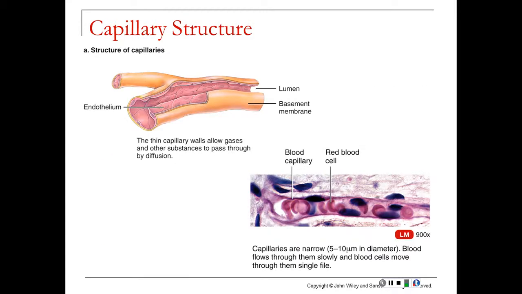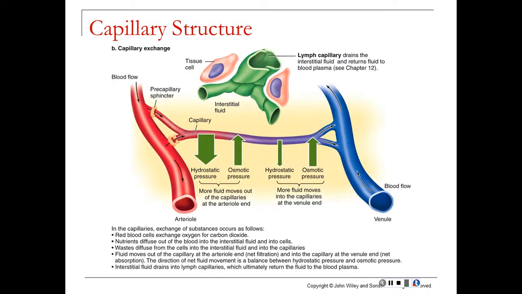Here you can see that capillary structure, that endothelial layer, and the basement membrane, and you can see in this electron micrograph image that it really is just one cell thick. Only one cell at a time can fit through. Red blood cells are very, very small. In the capillary exchange taking place, you see the osmotic pressure is always driving fluids in, hydrostatic pressure is driving fluids out.